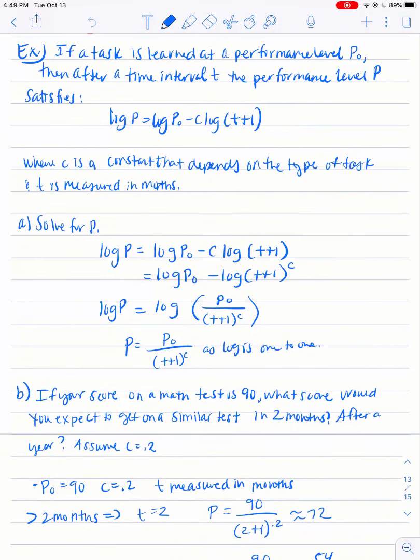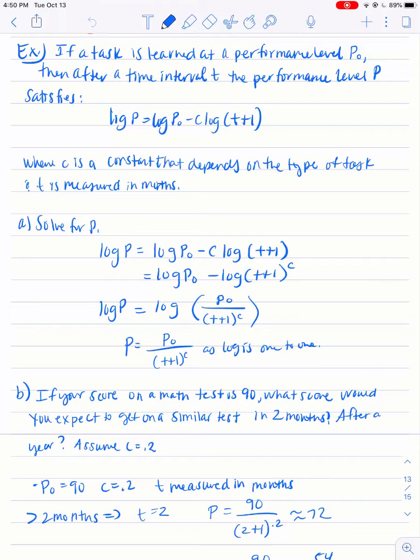Okay, here's the next example. So we have, if a task is learned at a performance level p0, then after a time interval t, the performance level p satisfies log of p equals log p0 minus c log (t plus 1), where c is a constant that depends on the type of task and t is measured in months. Alright, so our first step is we're going to solve for p. So I have log p equals log p0 minus c times log (t plus 1).